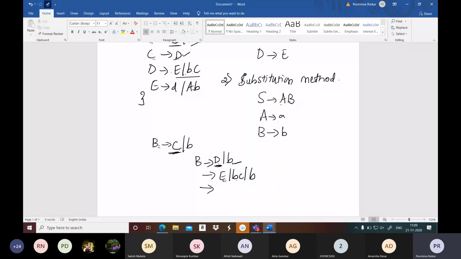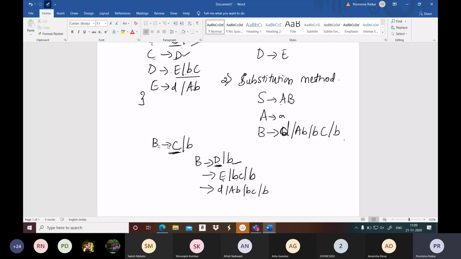Again, if you just observe, E is a unit production. So E can be substituted with D, A, B. Then this you attach as it is. So if you observe here, with B you get this rule: B, A, B, B, C, B. So B with C, unit production, has been removed by substituting it with this rule.